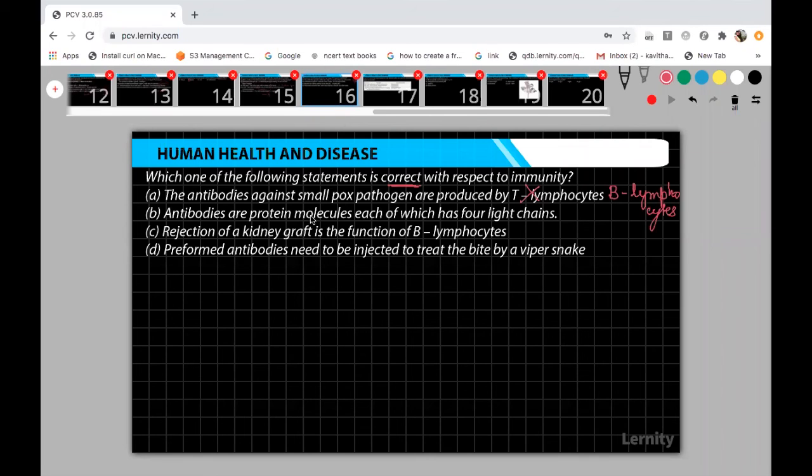Antibodies are protein molecules, each of which has 4 light chains. This is correct, but not 4 light chains. They have only 2 light chains. 2 light chains and 2 heavy chains. Rejection of a kidney graft is the function of B lymphocyte. It is not B lymphocyte, it is T lymphocyte. Preformed antibodies need to be injected to treat the bite of a viper snake. Yes, anti-snake venom. It is correct. Option D.